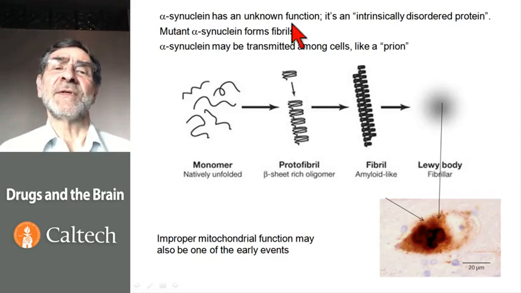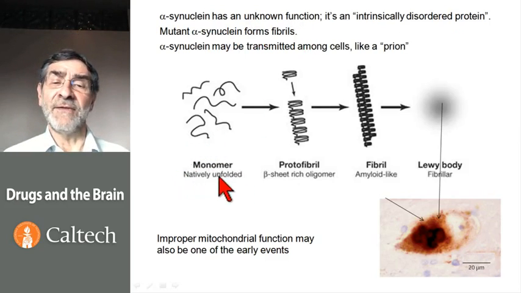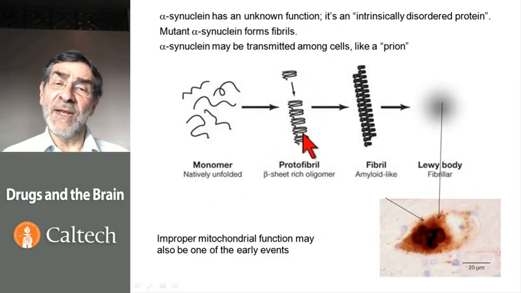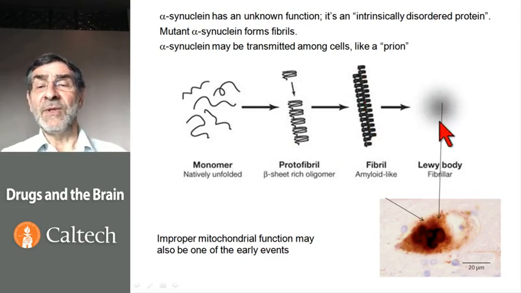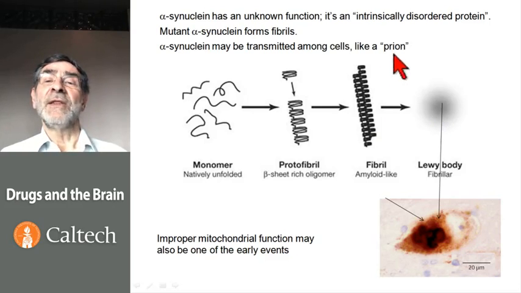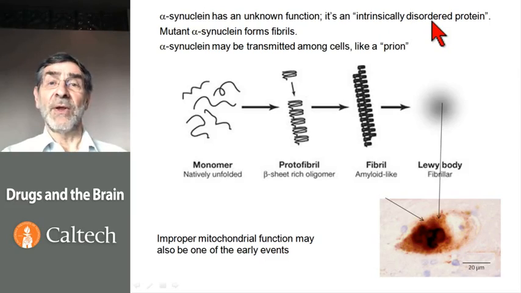And mutant alpha-synuclein forms fibrils. So here is the monomer, natively unfolded. A bit of a tendency to cause a fibril, a long extended protein. And then we get an amyloid-like fibril. And then it is possible that these mutant synucleins can condense into Lewy bodies. The fact that a protein is intrinsically disordered does not mean that it's always disordered. Apparently, alpha-synuclein can become ordered, but only when it binds to certain other proteins. So it's the binding to other proteins which order synuclein.